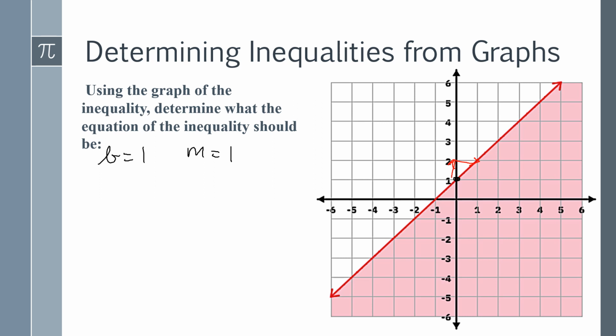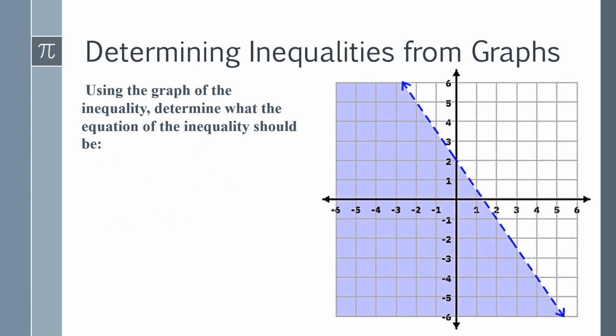So we're going to plug all that in. Okay, hold on. My line is solid. So I have a solid line, but it's shaded below. Okay, so let's go in pieces here. I know that it's y. Since it's below, it's going to go less than, and it's solid, so it's less than or equal to. M is 1, so 1x, or just x, plus 1. Okay. Let's see if you can do this one on your own.